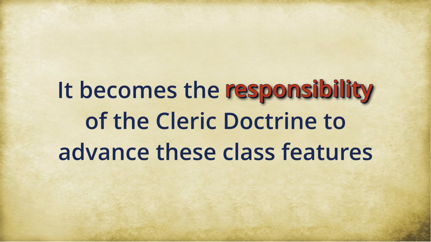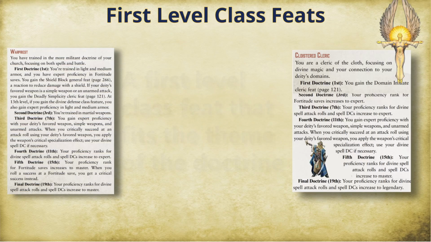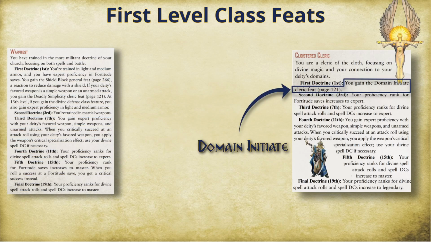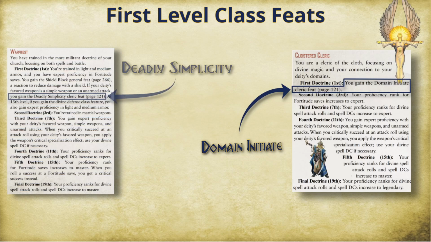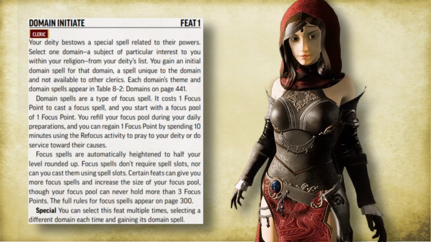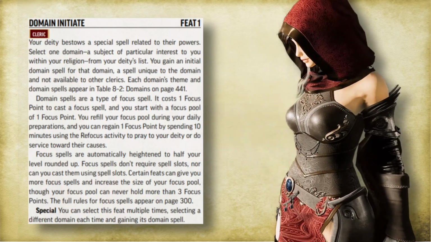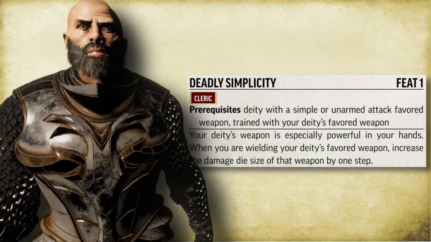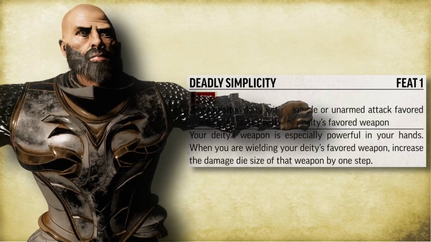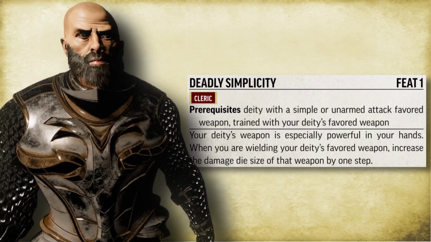And since nothing in the class features ever stays at trained proficiency, it becomes the responsibility of the doctrine to advance these three proficiencies. Doctrines also give a first level class feat that fits the theme of the doctrine. The Cloistered Cleric starts out with the Domain Initiate feat, and the Warpriest starts out with the Deadly Simplicity feat. The Cloistered Cleric focuses on divine magic and the deity's domains, and they get a domain focus spell. And the Warpriest is trained in the more militant doctrines of the church, and they get to increase the damage die of their deity's favored weapon, if it's a simple weapon or if it's unarmed. So that's cool.